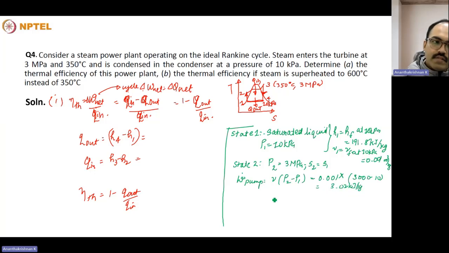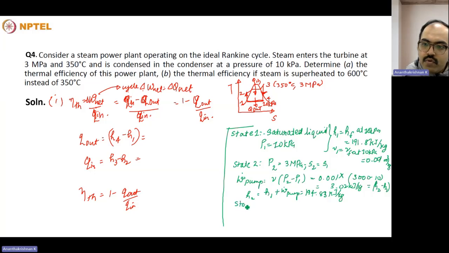This is actually the difference between the exit and the inlet of the pump, H2 minus H1. Therefore, we already know H1, so H2 will be equal to H1 plus work done on the pump, that will be equal to 191.8 plus 3.02, 194.83 kilojoule per kilogram. So this is one way. This is a different approach compared to the third problem that we are seeing.